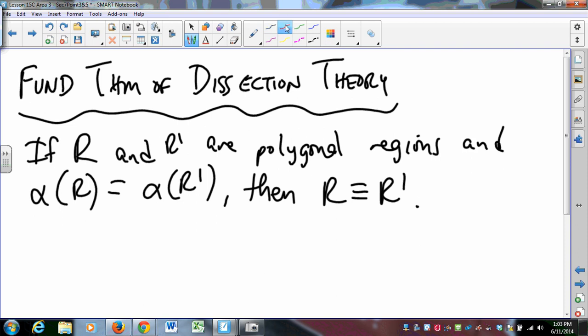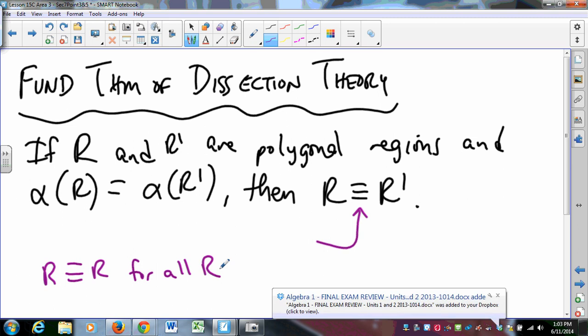The usage of this notation is deliberate. It should recall some things from your Intro to Proof class where you talked about equivalence classes. We mean that this is an equivalence relation. We mean that R is equivalent to R for all R, which should be fairly obvious. That's the reflexive property. I can take any region and break it up into triangles. I mean, that's what polygonal means. And the correspondence is between each triangle and itself.